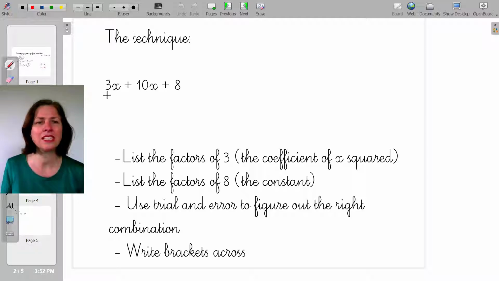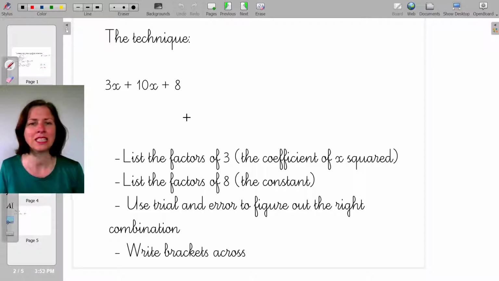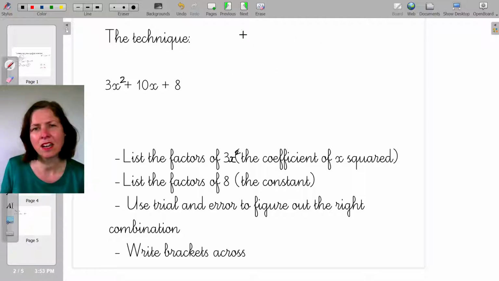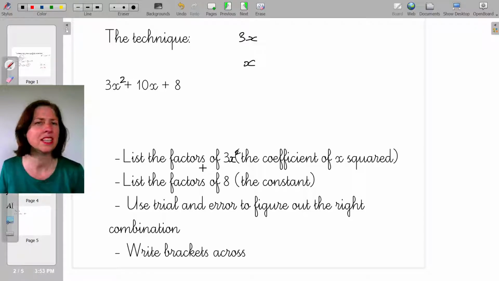So we'll start with this example, 3x squared plus 10x plus 8. We'll start by listing the factors, in fact, not of 3, but of 3x squared. So for my 3x squared, I could have 3x times x, which is going to give me 3x squared. There's no other possibility. It could be x times 3x, but that's the same.